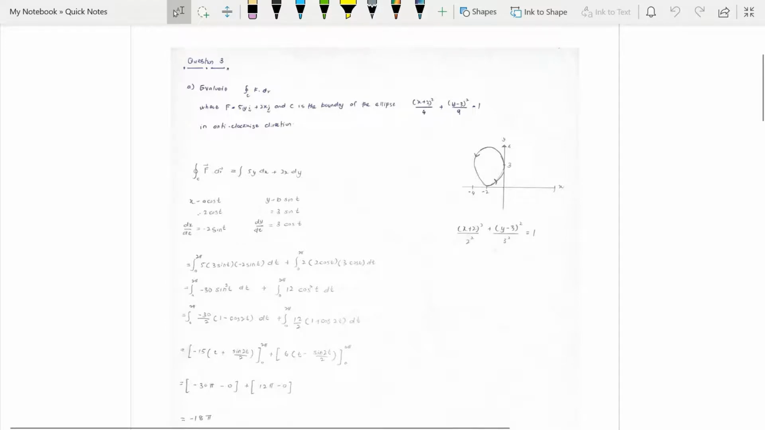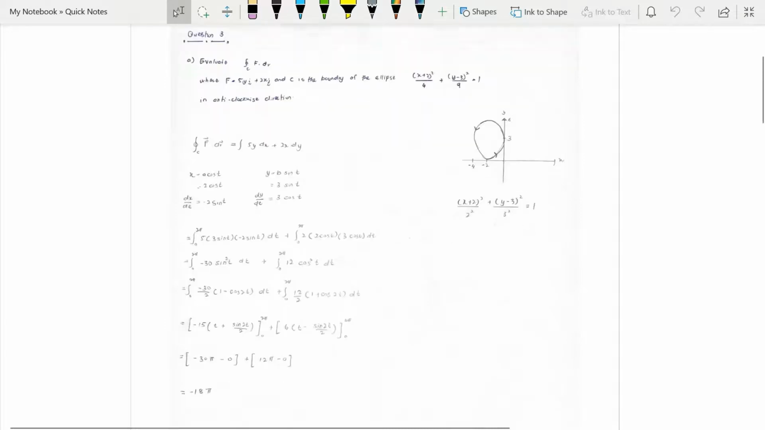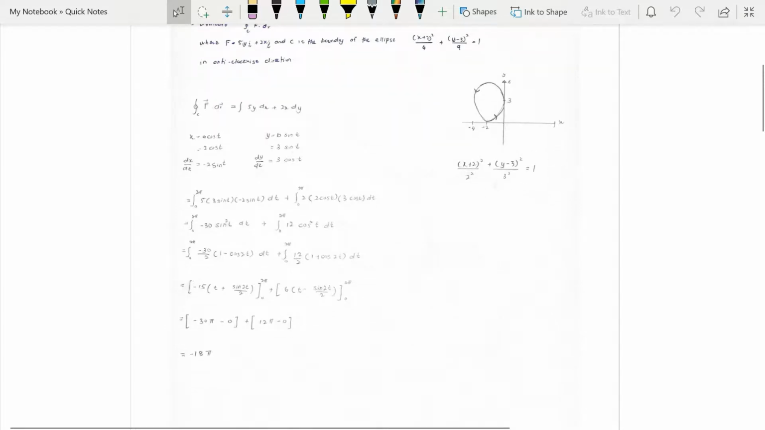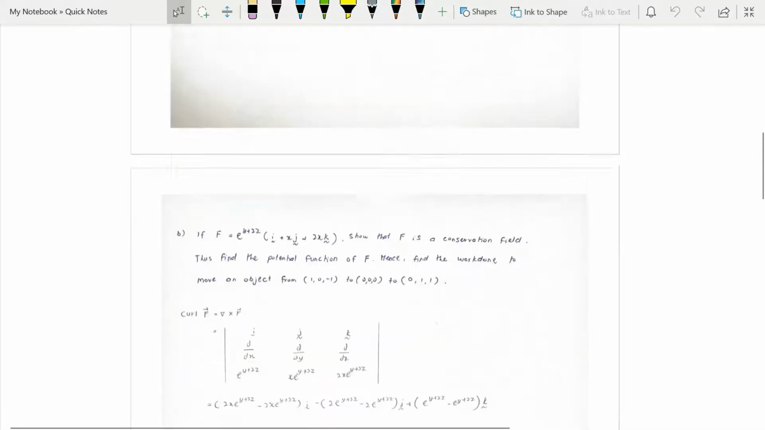A and b we get from the ellipse equation. Then, we substitute the value of x and dx into the equation that we get up here. Then we simplify it, then we calculate it, we get the answer negative 18 pi.